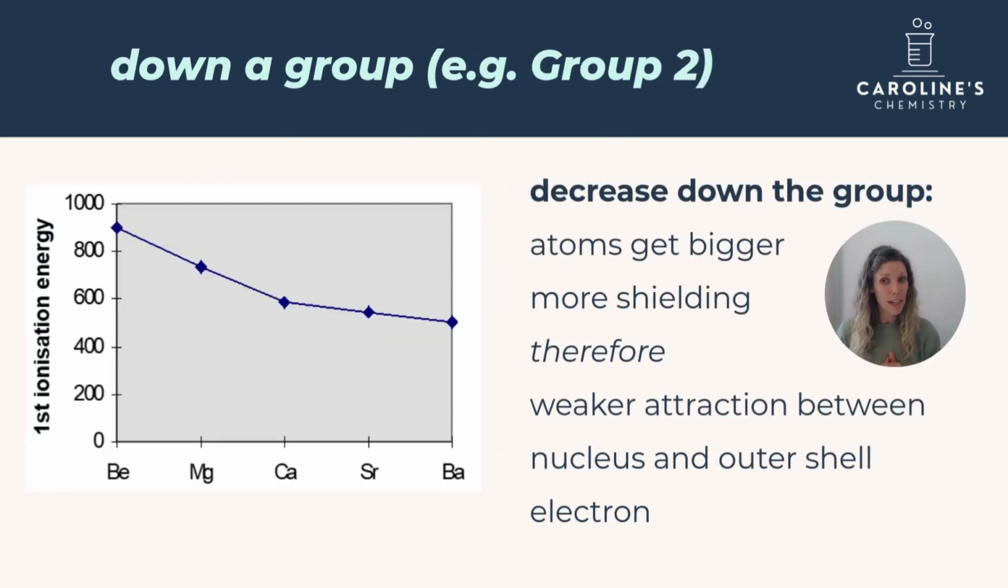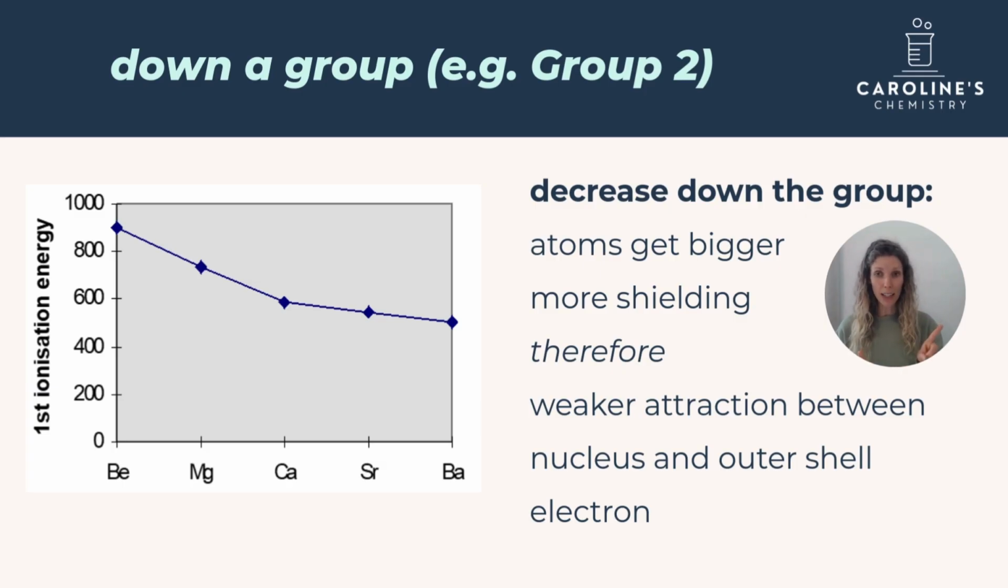Let's now use these three factors to explain trends in the periodic table. Now, this first trend is down a group. I'm using, for example, here group 2, but the same logic is going to apply to any group in the periodic table. So you can see there that the trend is that as you go down the group, the ionization enthalpy is decreasing, it's getting smaller. Let's use our three factors to explain why.